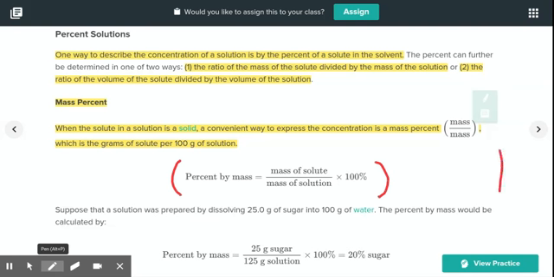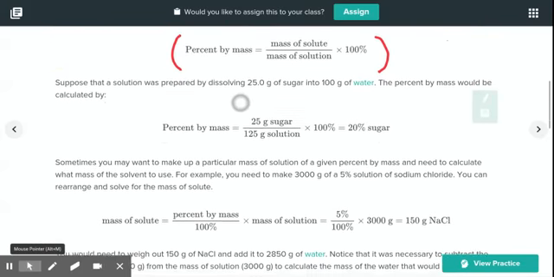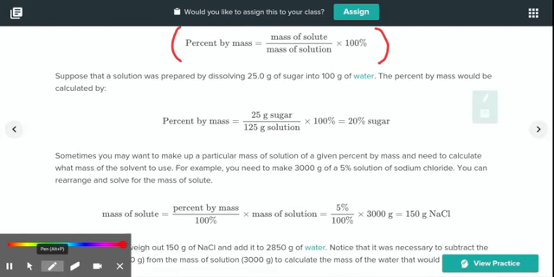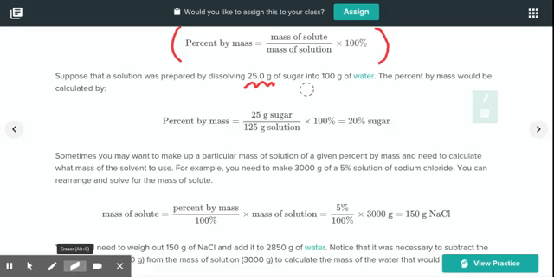So let's take a look at our example. Suppose a solution was prepared by dissolving 25 grams of sugar, so 25 grams is the solute, into 100 grams of water, and 100 grams is the solvent.